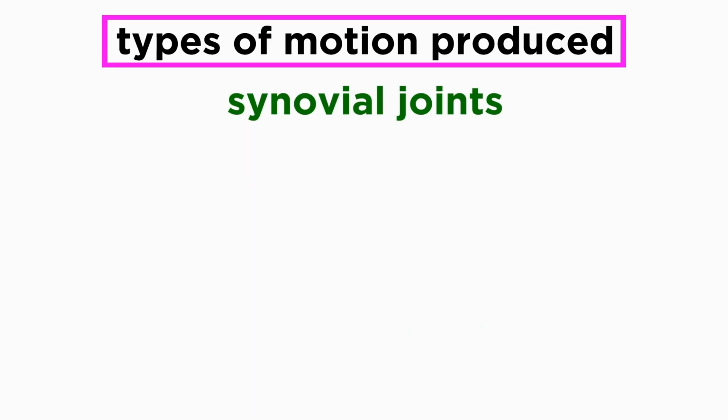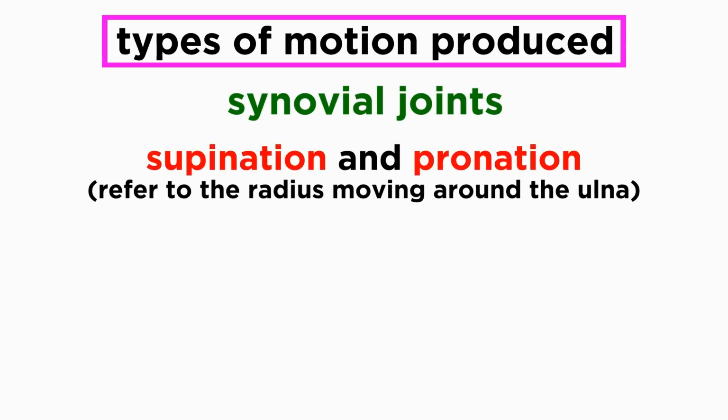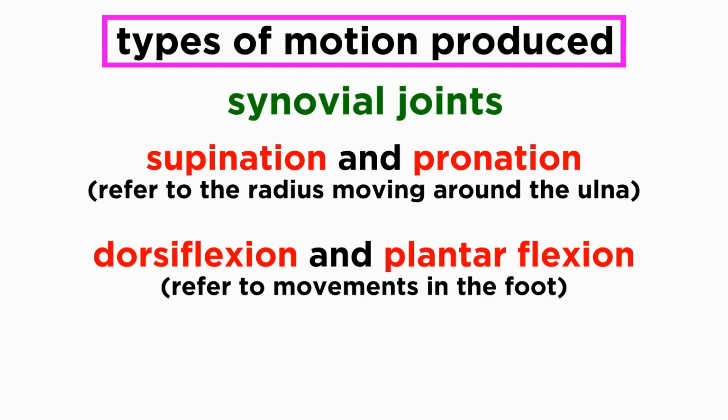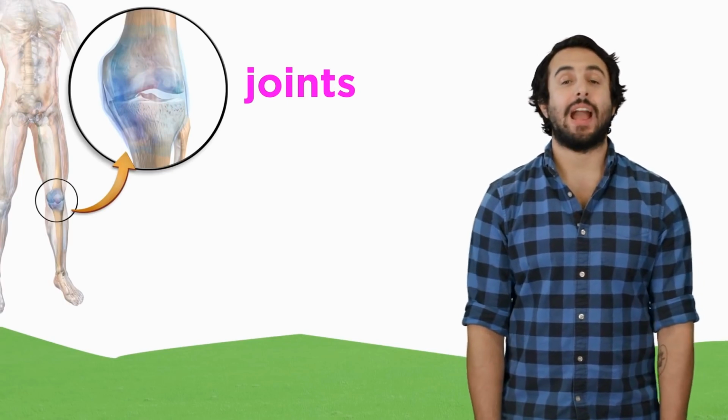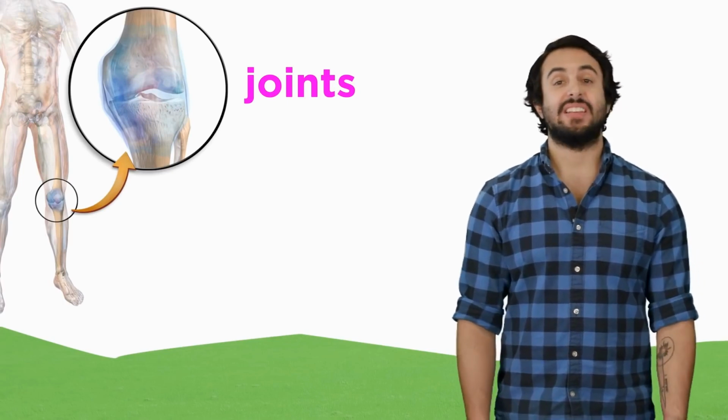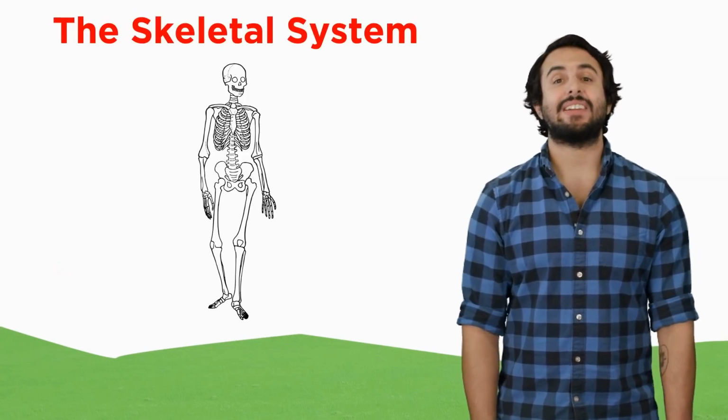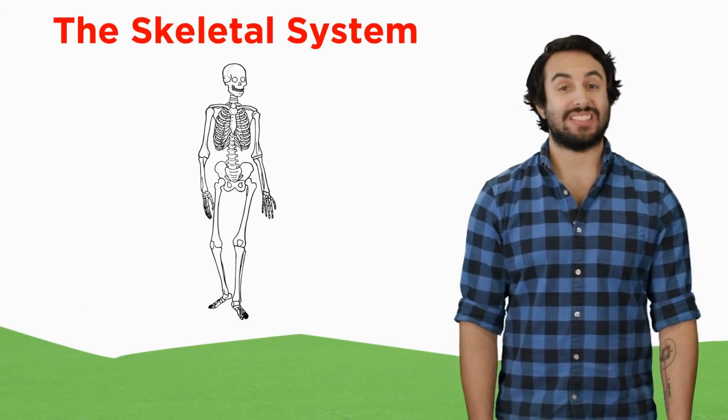Beyond this are some special movements that don't fit into these categories, like supination and pronation, which has to do with the radius moving around the ulna in the forearm, dorsiflexion and plantar flexion in the foot, as well as protraction and retraction of the mandible, among others. There is much more we could say about each individual joint, but since we have the basics covered, that completes our introduction to the skeletal system.